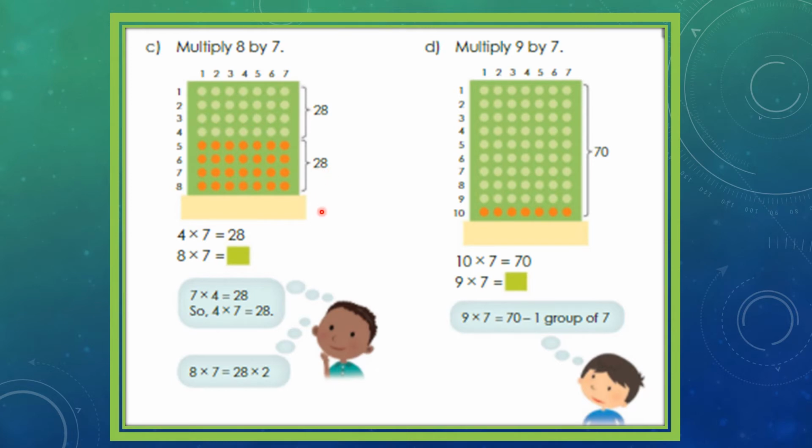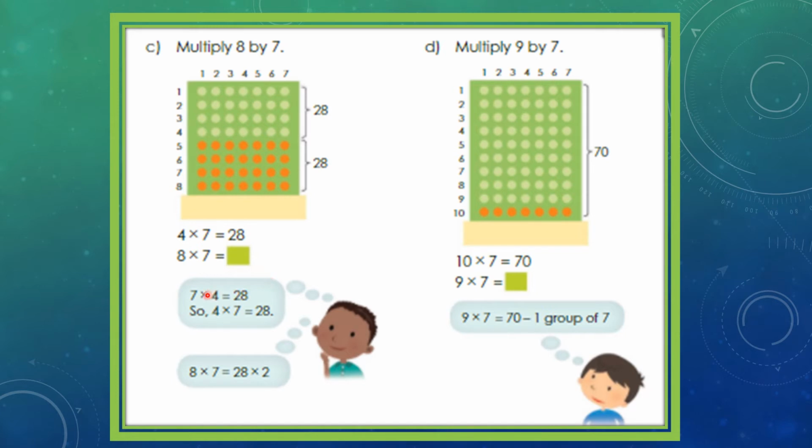Now 4 times 7, class, equals 28, and 8 times 7 equals blank. If we put together these two 28s, class, the sum of these two numbers is 56. Then if we multiply 7 times 4, that equals 28. So 4 times 7 equals 28.